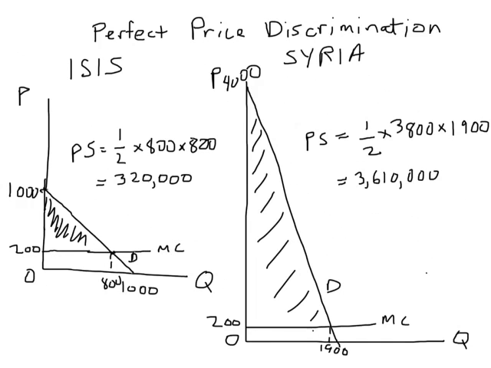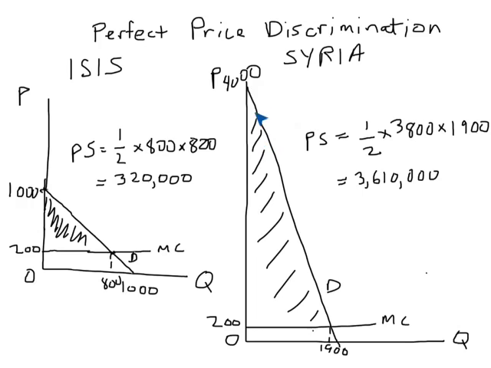So I calculated out the perfect price discrimination case sort of offline, so I didn't burn my time. The way you do that, you draw the demand curve for ISIS, you do the same for Syria, and you realize the perfect price discriminator is going to sell to everyone that values it more than the marginal cost, and it can get the reservation price from each buyer. So for ISIS, this area below the demand curve and above the marginal cost is going to be producer surplus, and I did that, 320,000.